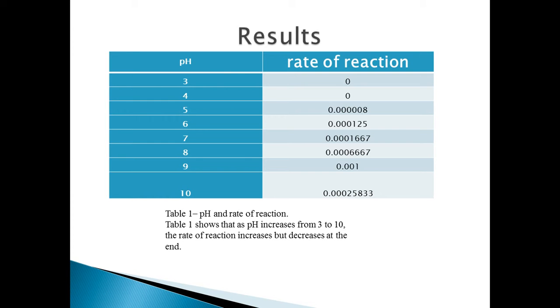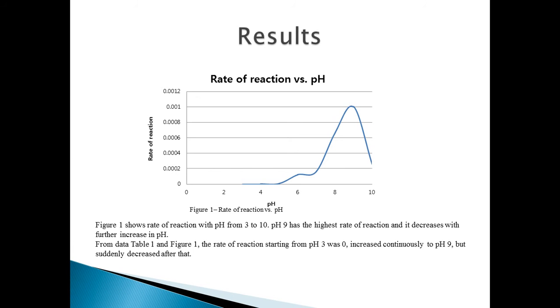Figure 1 shows the rate of reaction versus pH. It shows the rate of reaction with pH from 3 to 10 on the x-axis. pH 9 has the highest rate of reaction, and it decreased with further increase in pH. From data table 1 and figure 1, the rate of reaction starting from pH 3 increased continuously to pH 9, but suddenly decreased after that.